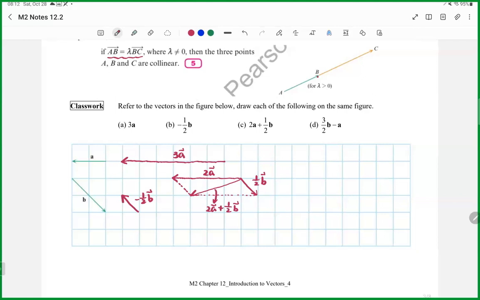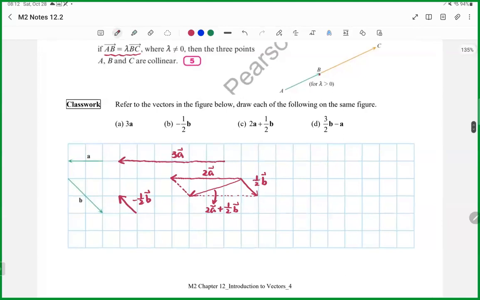Okay. Now 3 over 2 b. This is 3 over 2 b minus a. Maybe I should draw it somewhere else, it's too close. 3 over 2 b.